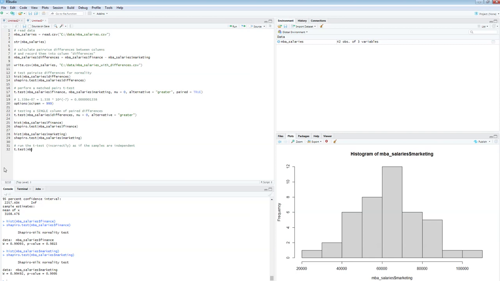My first is MBA salaries finance. My second is MBA salaries marketing. And the hypothesized difference mu1 minus mu2 is 0. My alternative is greater, if I remember correctly. Yes, greater, right? And if I leave it blank right now, then it's going to treat them as independent. But I'm going to explicitly state that paired equals true. No, false, right? Paired false means independent.